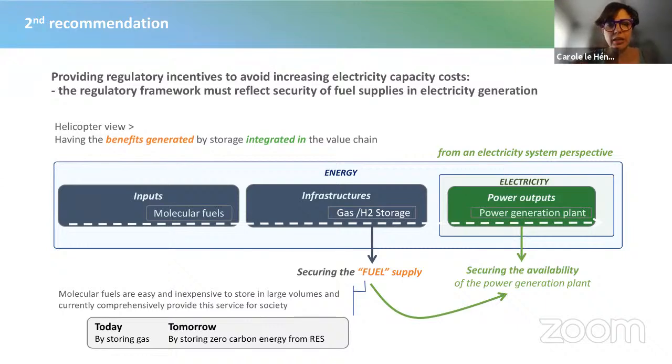We want to make it clear that the focus from an electricity system perspective should be enlarged to integrate the full and whole value chain, even if at the end we are talking about the electricity usage, by understanding that there is one gas storage asset that enables us to secure the fuel supply. Meaning that if you have the power plants that have been remunerated, and at the last moment, for a cold winter, they are not able to run because storage has not been able to secure the fuel supply, then even if you have this remuneration of the capacity for being available, there is a risk that coal power plants may be run instead of gas power plants.